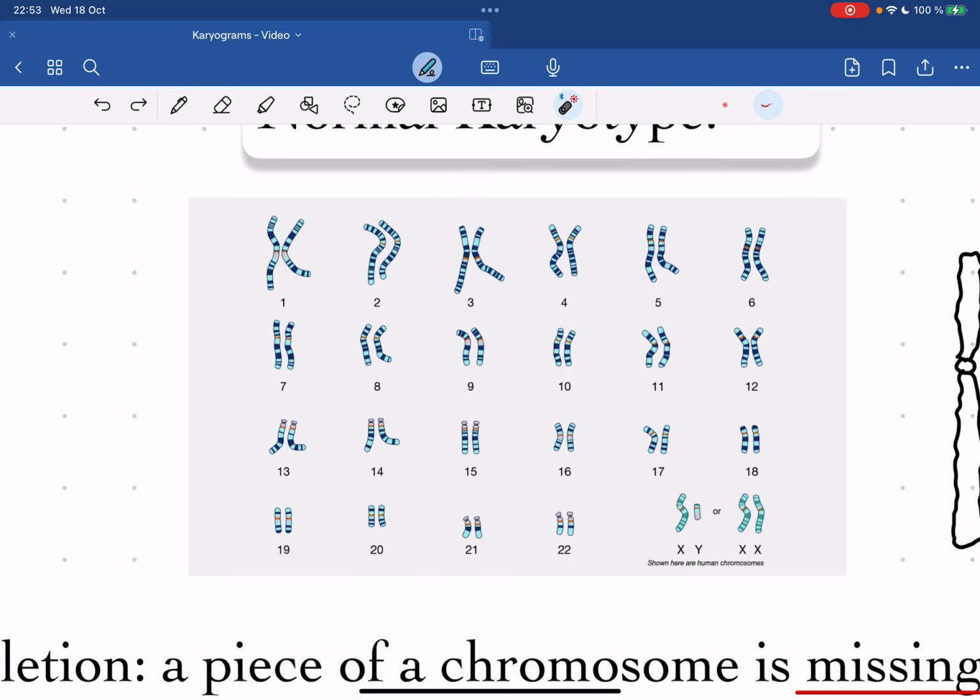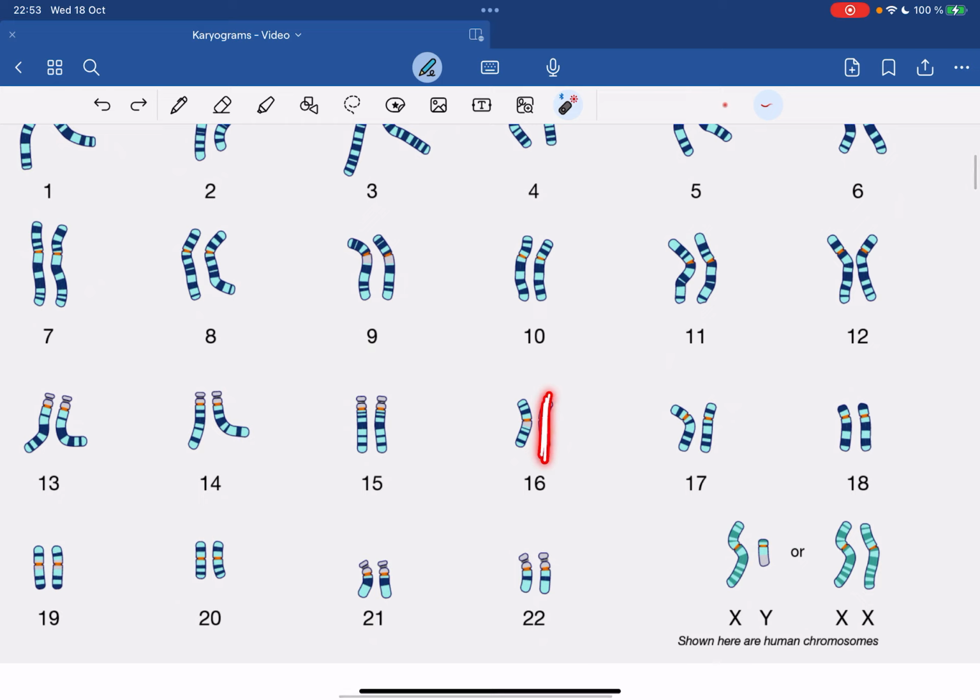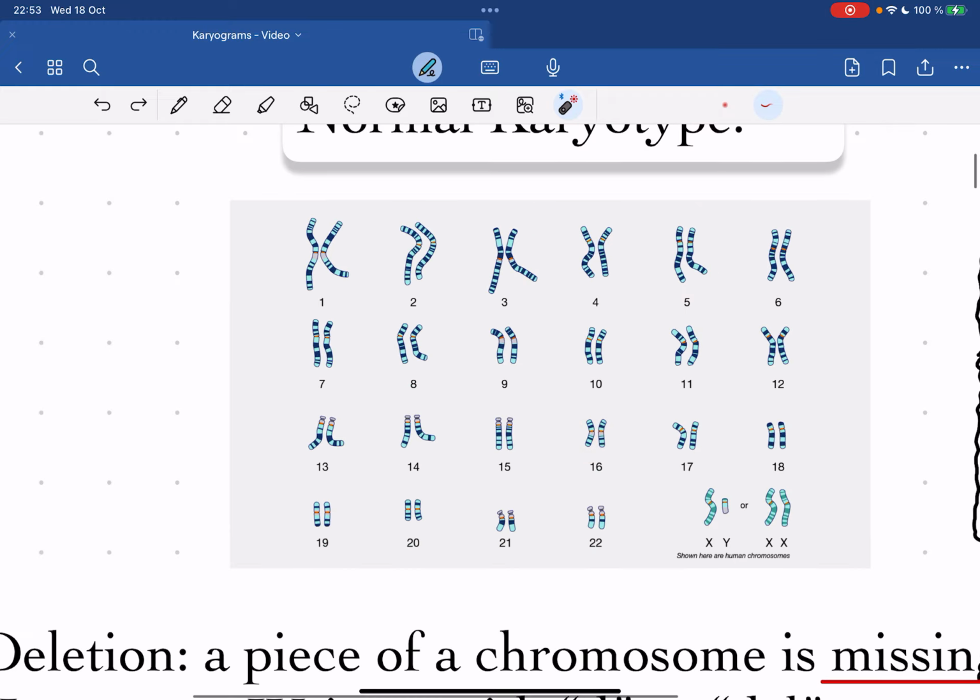So any fetus or developing zygote that has a monosomy with just one chromosome in one pair will not be viable for life, and we will not get the karyogram. But it's important to know that it will immediately lead to a miscarriage.